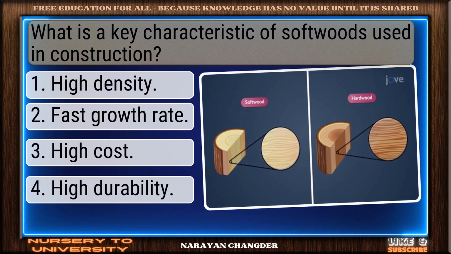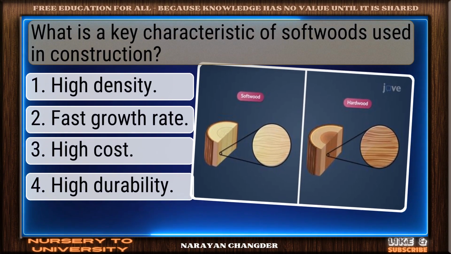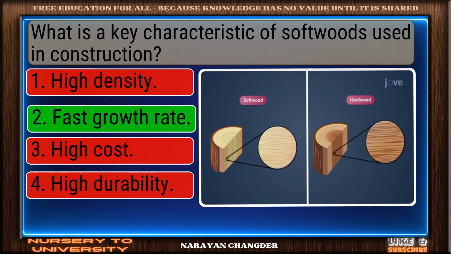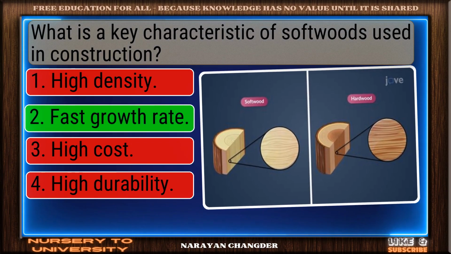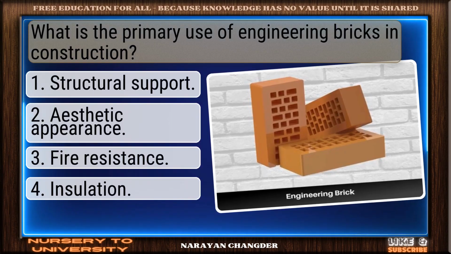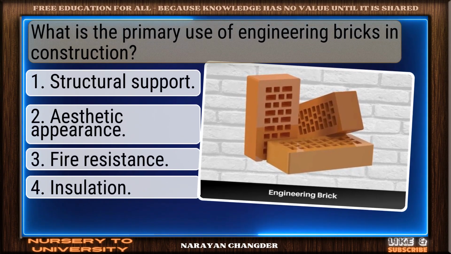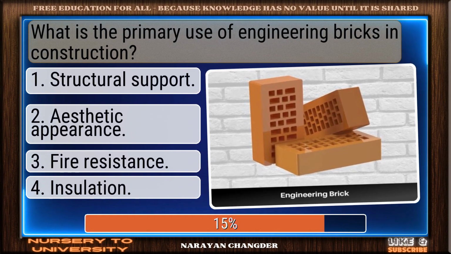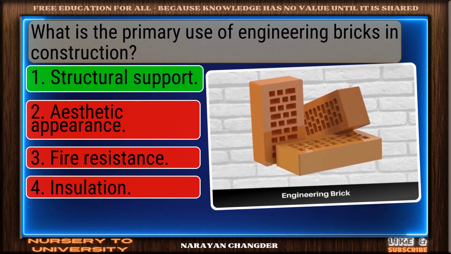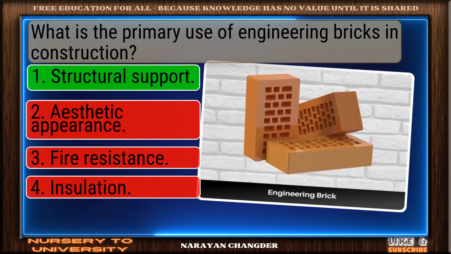What is a key characteristic of softwoods used in construction? Well reasoned. Fast growth rate is the correct choice. What is the primary use of engineering bricks in construction? You chose structural support, and it is correct.